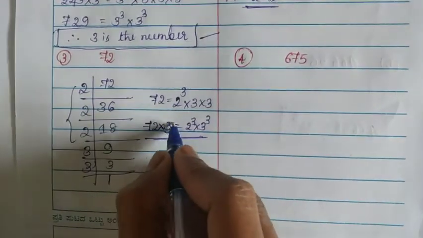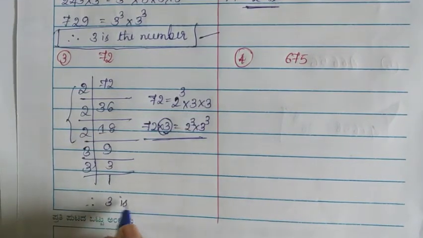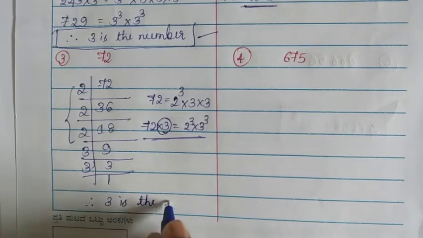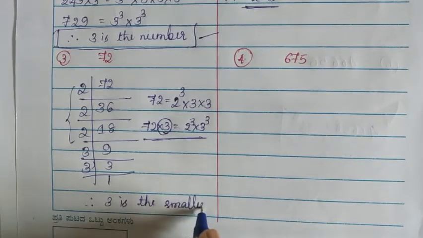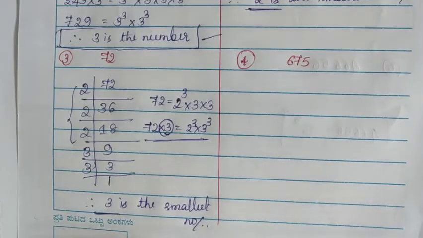Now which number is multiplied here? 3. Therefore 3 is the smallest number which is multiplied with the 72. It gives the perfect cube.